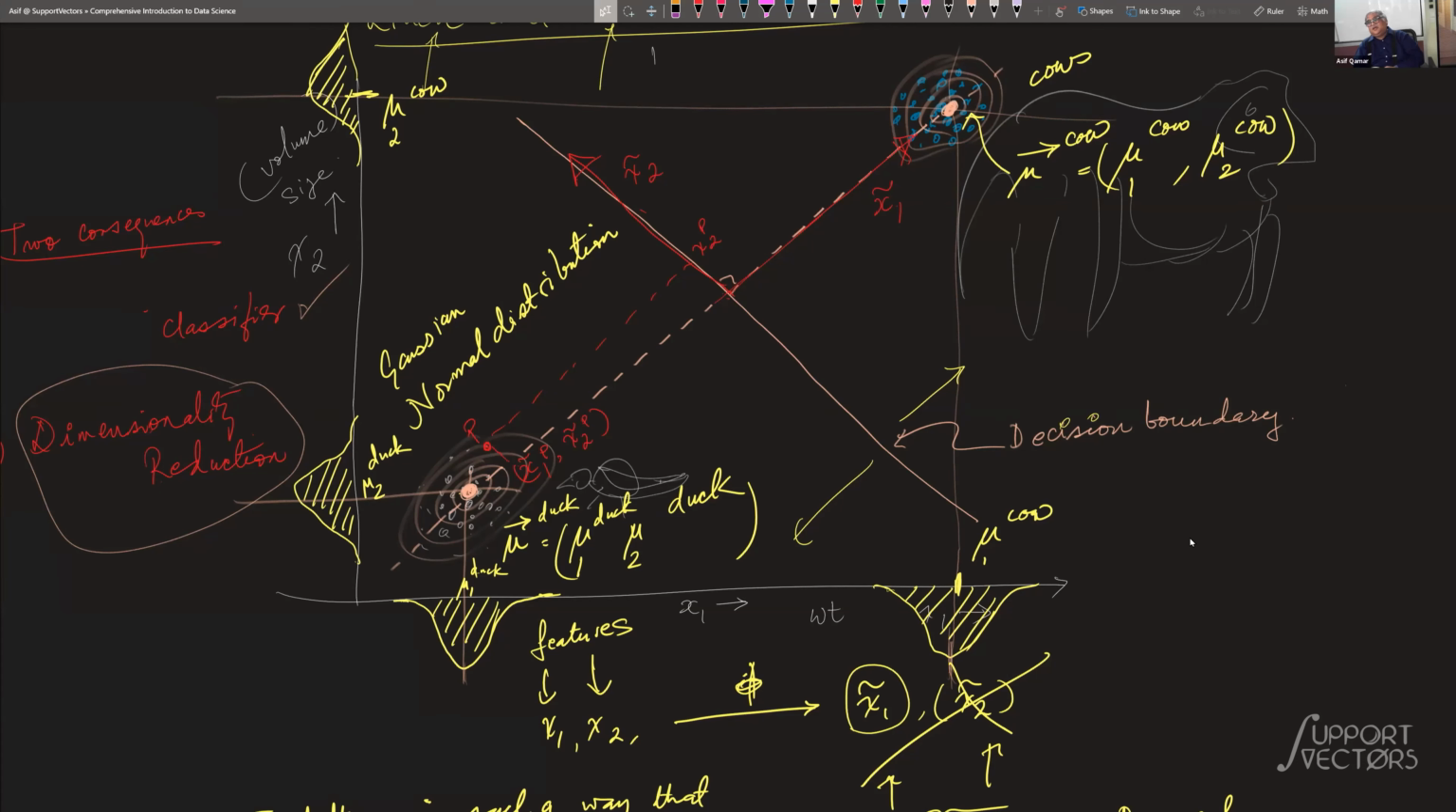That's it. So x1 tilde is x1 cosine theta minus x2 sine theta. And likewise, x2 tilde is x1 sine theta plus x2 cosine theta. Remember that equation. So it is pretty much a rotation equation, plus there is a translation. It is a rotation and a translation. That's all. Okay, got it. Thank you.